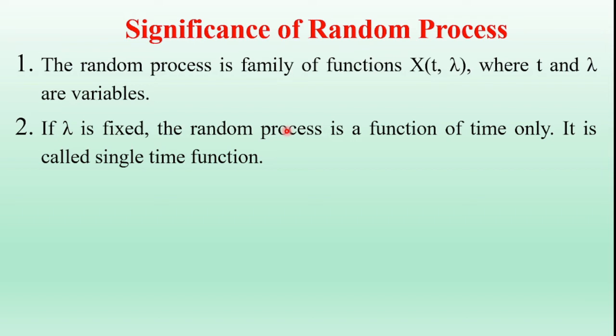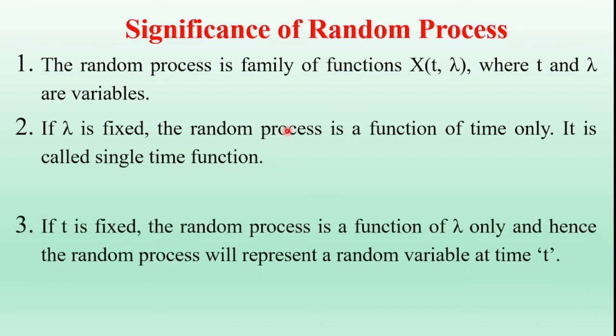Similarly, if the time small t is fixed, the random process is a function of lambda only, and hence the random process will represent a random variable at a time. And the next important point is if both small t and lambda are fixed, then the family of functions x of t comma lambda will be a number. So these are the significance of the random process.